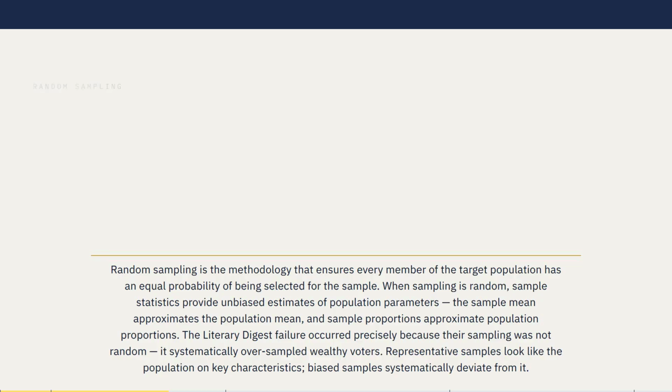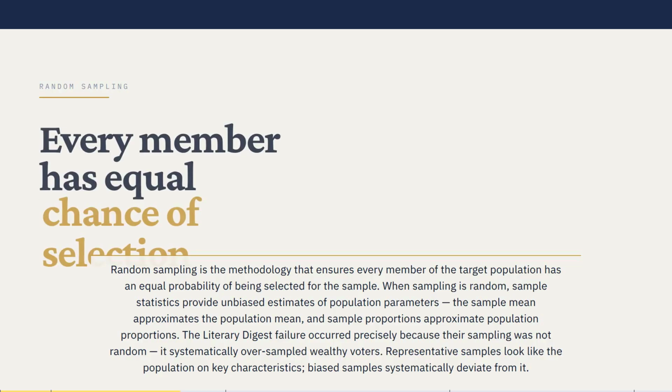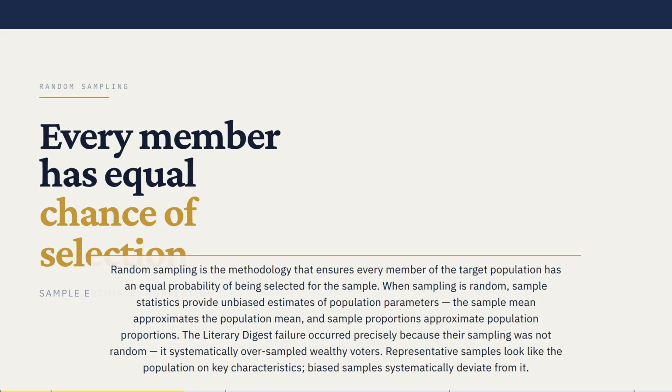Random sampling is the methodology that ensures every member of the target population has an equal probability of being selected for the sample. When sampling is random, sample statistics provide unbiased estimates of population parameters. The sample mean approximates the population mean, and sample proportions approximate population proportions. The Literary Digest failure occurred precisely because their sampling was not random. It systematically oversampled wealthy voters. Representative samples look like the population on key characteristics. Biased samples systematically deviate from it.